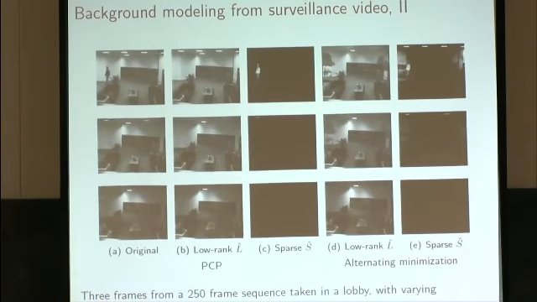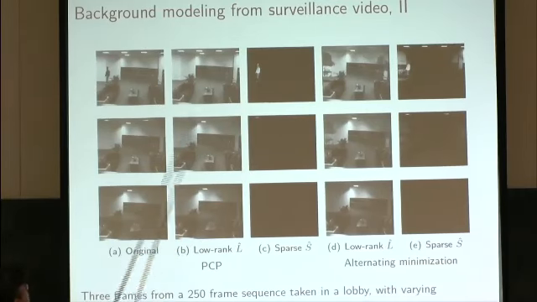All right, so this is taken in a lobby, and what's nice about this sequence of images is that you can see the light intensity is changing with time. Lights are being turned on or off. That's why the background is not rank 1, because the light will change and so it will illuminate things differently. And the algorithm just decomposes this sequence of images as low rank plus sparse.